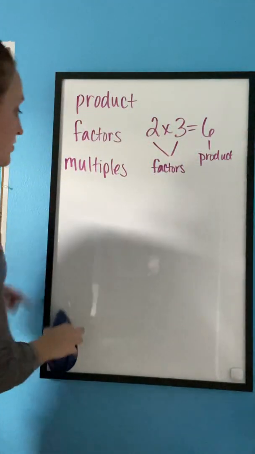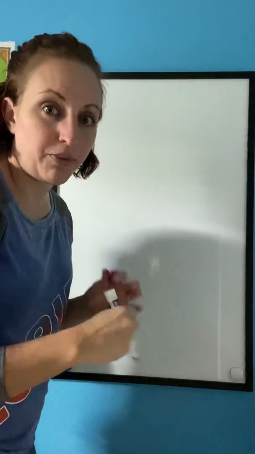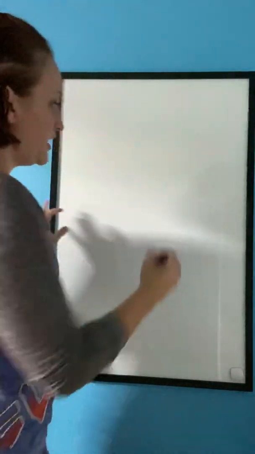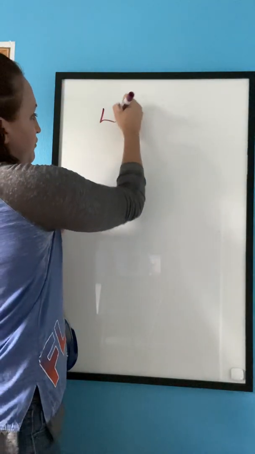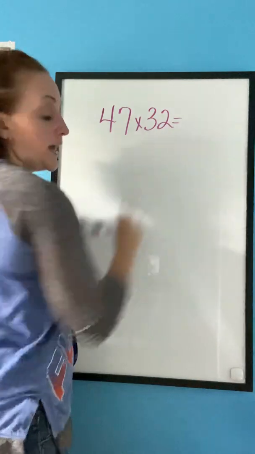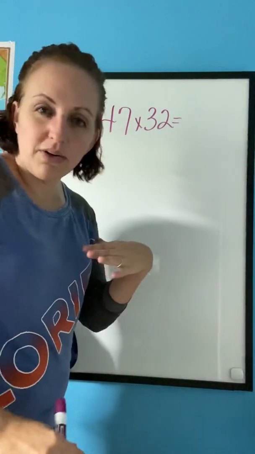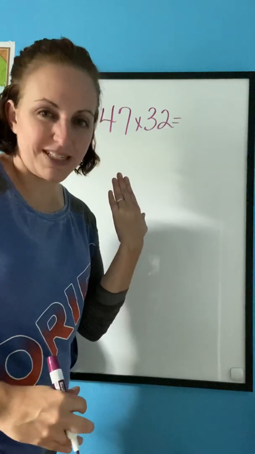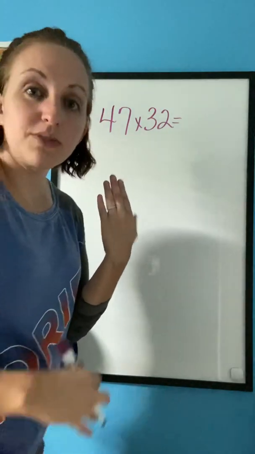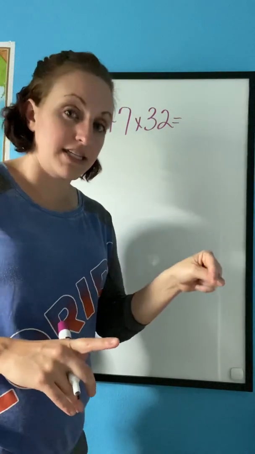And I want to show you something just really quickly that will be really helpful when it comes to estimation and multiplication. So let's say I have 47 times 32. And I want to estimate. Well, I'm going to round both of these numbers. And I always recommend rounding to the highest place value, okay? Because while maybe that won't give you the most accurate estimate, it does give you the easiest answer.